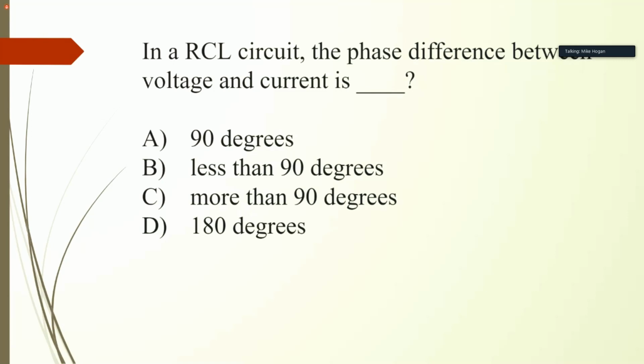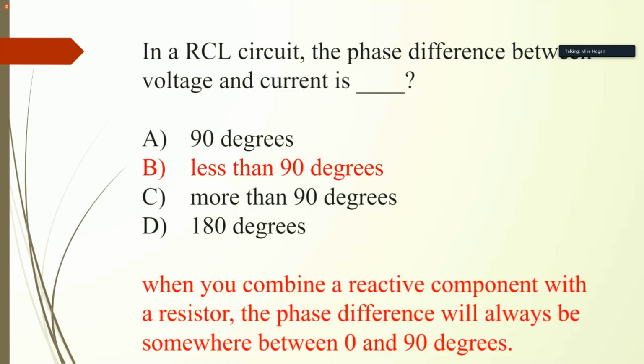So let's just look at the explanation. Less than 90 degrees. When you combine a reactive component with a resistor, the phase difference will always be somewhere between 0 and 90. If we're talking about a purely inductive and capacitive circuit, then our voltage and current would be completely out of phase. But since we're talking about resistive, capacitive, inductive, it's going to be less than 90 degrees.